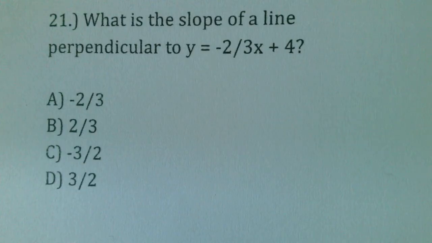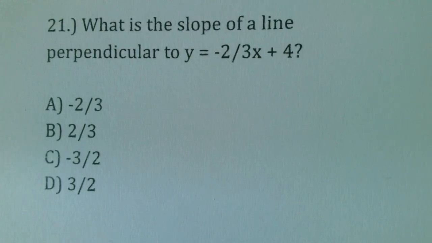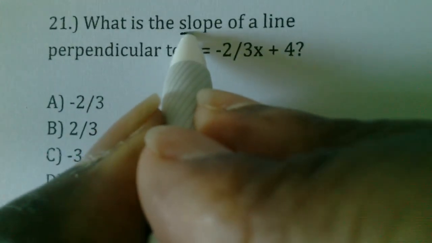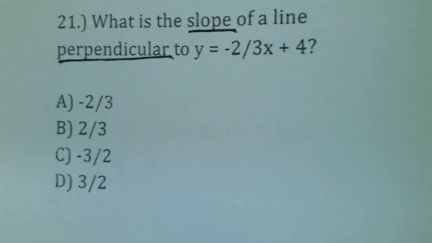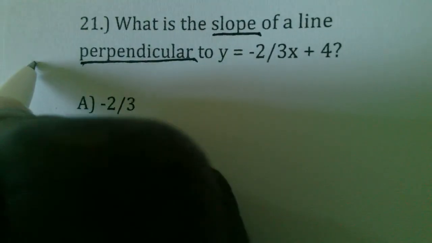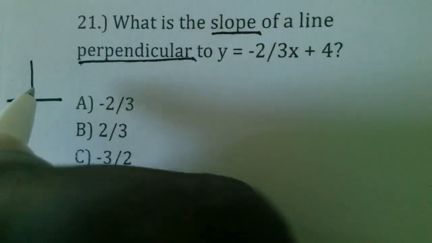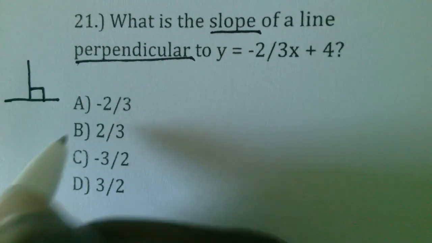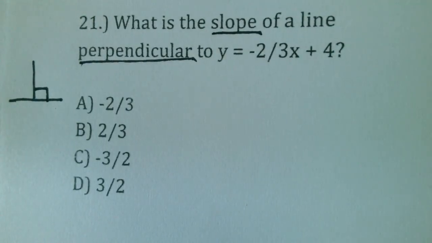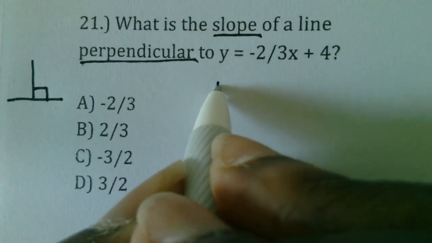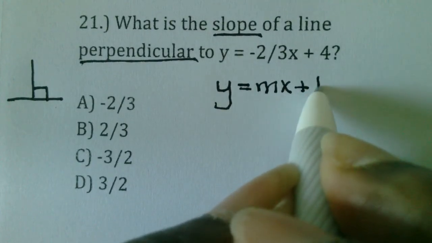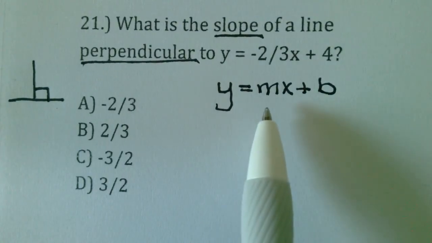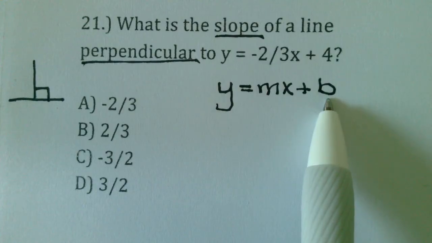What is the slope of a line perpendicular to y equals negative 2/3 x plus 4? The first thing we need to know is our slope, and we need to understand what perpendicular means. Perpendicular is when two lines intersect and create a 90-degree angle. Our equation is in slope-intercept form. Your slope is basically the direction after you plot your y-intercept.